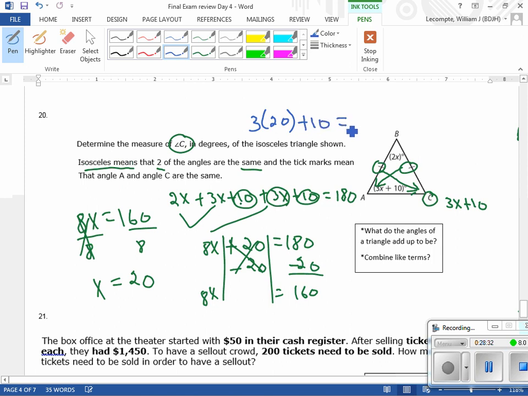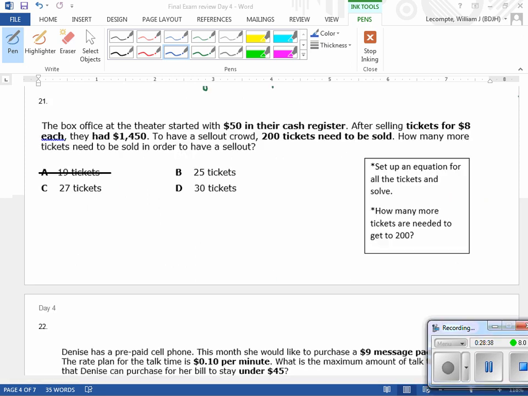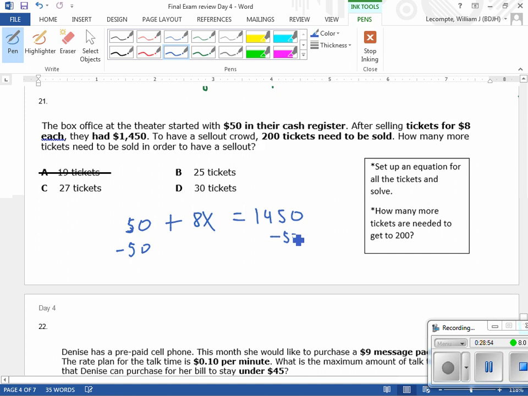All right, so we got a theater that started with $50, and they had $8 per ticket, and that equals $1,450 that they have. So I subtract 50 from both sides, and I get 8x is equal to 1,400. Well, I divide both sides, or take the inverse, and I get 1,400 divided by 8, and that gives me 175. Well, I needed to buy 200 tickets, so I'm going to take the 200 and subtract the 175, and that gives me 20.